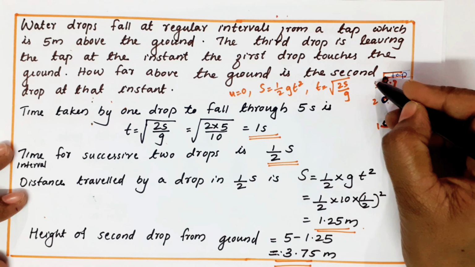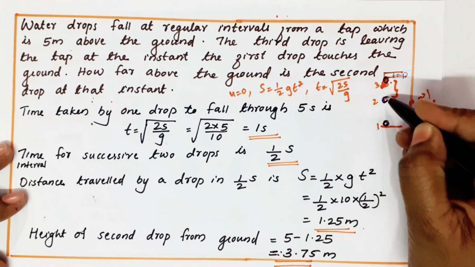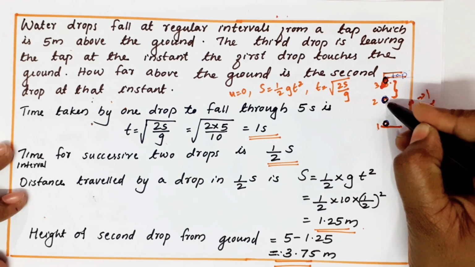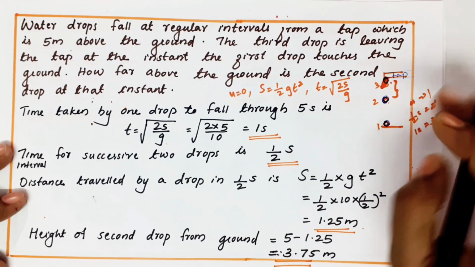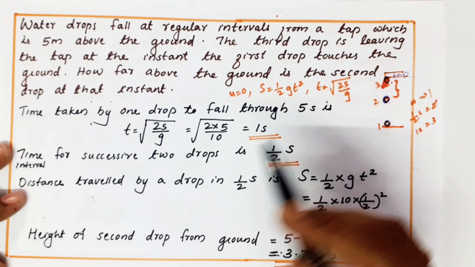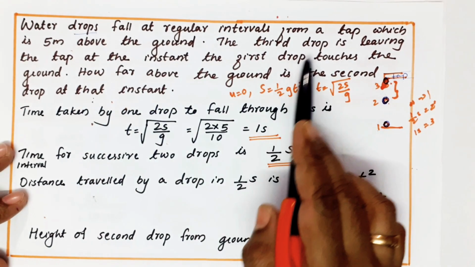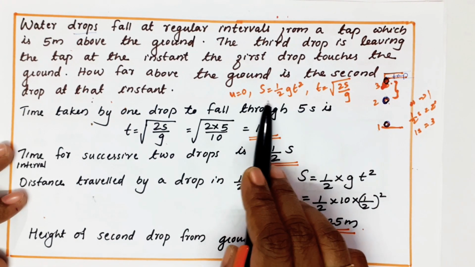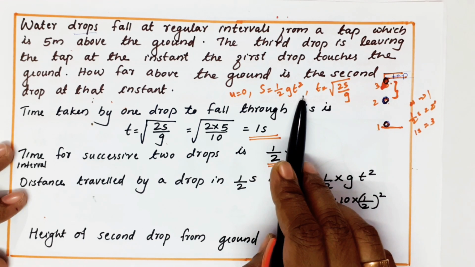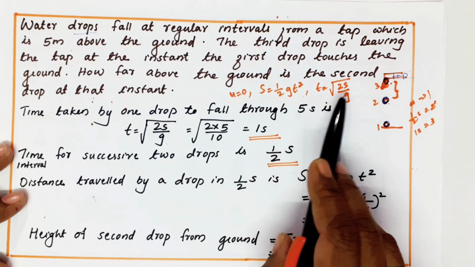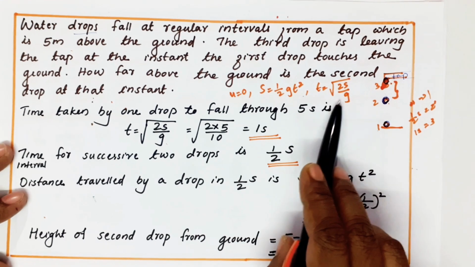Third drop started, first drop here. So what is the distance traveled by the second drop from the ground, they asked. So this type of question is a very important question. Dropped, they gave it in the question. Okay. So we are taking u as 0. S equal to half gt square. It falls under gravity. So t we can take it as root over 2s by g.